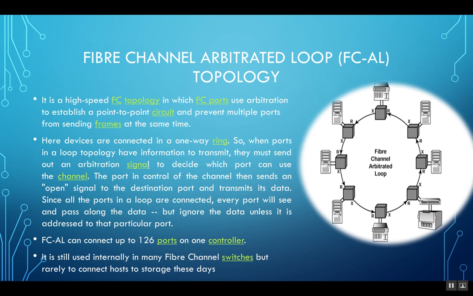Only two ports can communicate at a time in this. When a port in a loop topology has information to transmit, it sends an arbitration signal to decide which port can use the channel. Basically, the port in control of the channel then sends an open signal to the destination port and transmits its data. Since all the ports in the loop are connected, every port will see and pass along the data, but ignore the data unless addressed to that particular port.